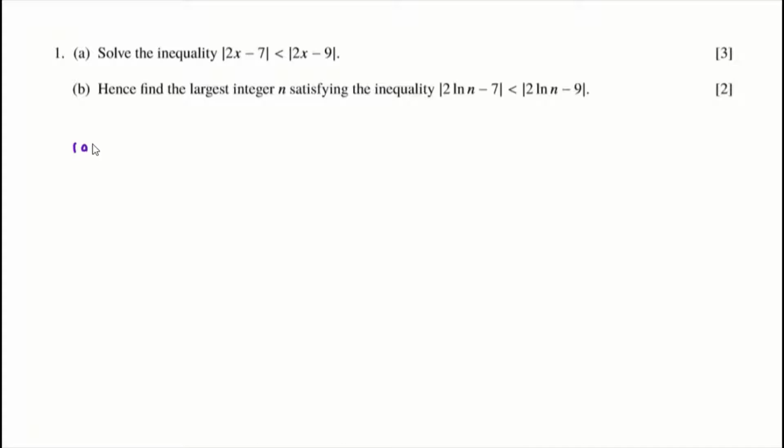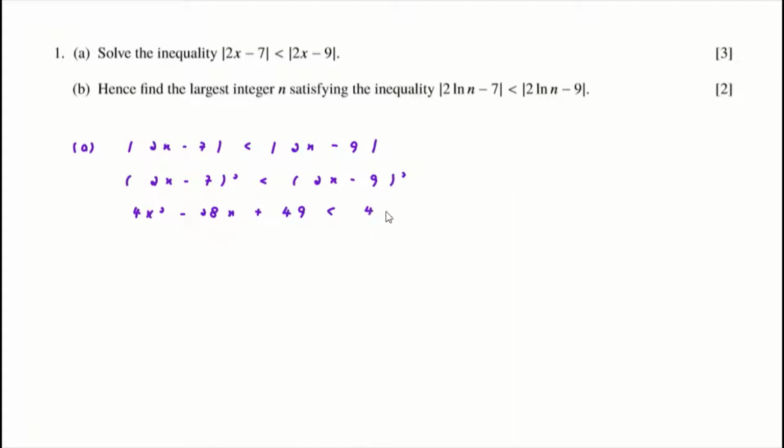So first approach, let's just square both sides. So 2x minus 7 lesser than 2x minus 9. Square both sides: (2x minus 7) squared lesser than (2x minus 9) squared. Okay, so let's expand it. So 4x squared minus 28x plus 49 lesser than 4x squared minus 36x plus 81.